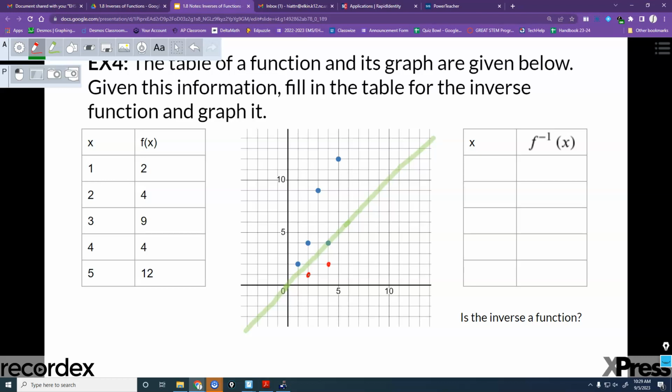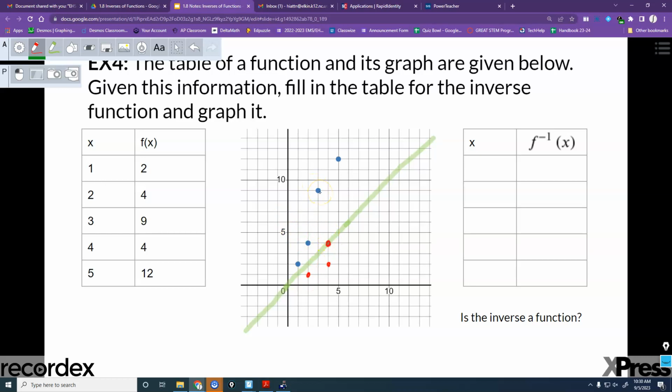What happens if the point is on the line? It just stays where it's at, because if we think of flipping it on that line, it doesn't change, because it is on that line. So it would just stay where it's at.